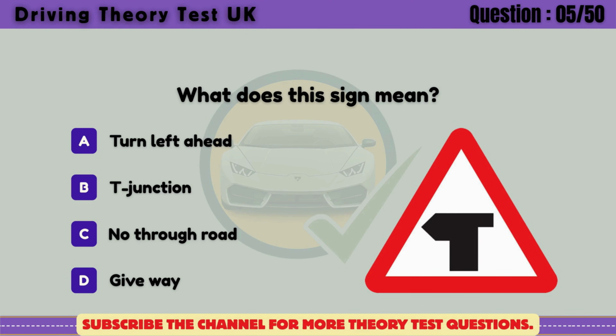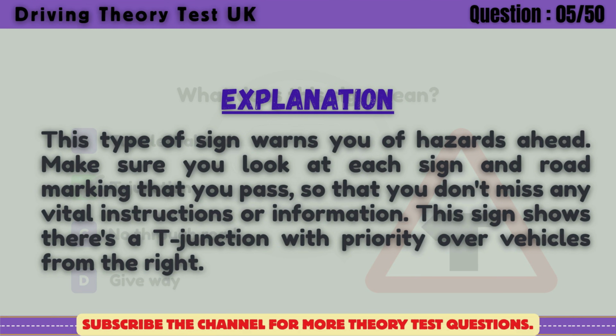Question 5. What does this sign mean? Option A. Turn left ahead. B. T-junction. C. No through road. D. Give way. Answer is B. T-junction. This type of sign warns you of hazards ahead. Make sure you look at each sign and road marking that you pass, so that you don't miss any vital instructions or information. This sign shows there's a T-junction with priority over vehicles from the right.